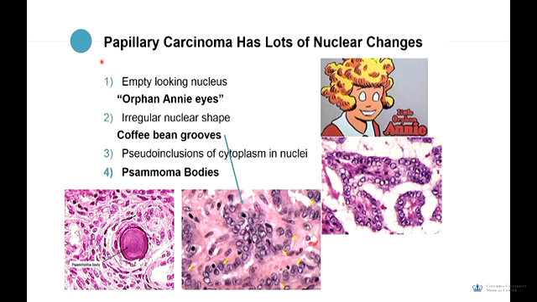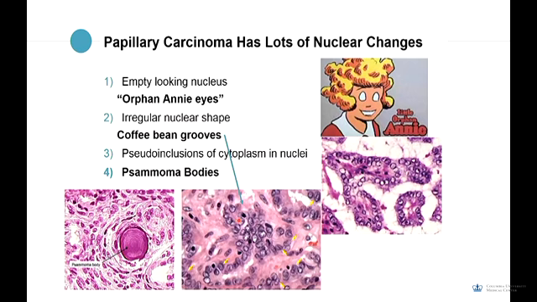So you'll see this empty-looking nucleus. They call them orphan Annie eyes because of this really creepy orphan Annie picture. You get these cleared out nuclei here. Just picture this really creepy girl, and you'll think of papillary carcinoma.